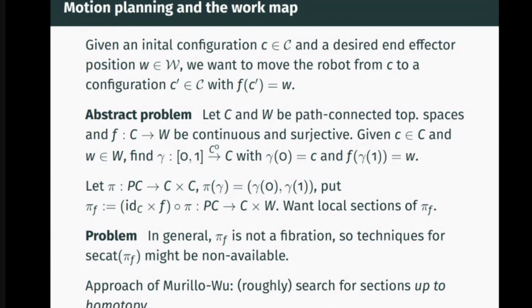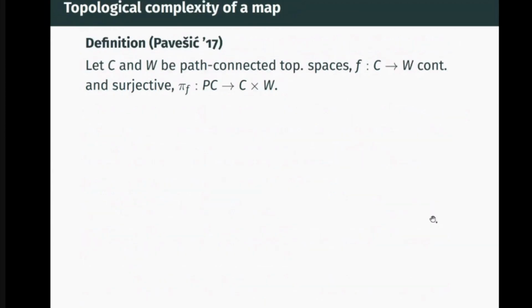But of course, there's a problem, because if we really want to model a mechanical situation, we want something which starts at a precise position and goes to a precise position. We don't want something up to homotopy, but we want these motion plans to work out well. So the Murillo and Wu approach works in one way, but has this flaw in the other way. What I'm now going to present is the Pavešić approach.